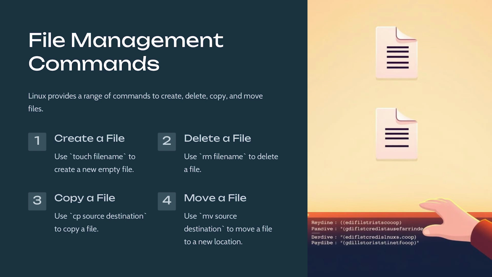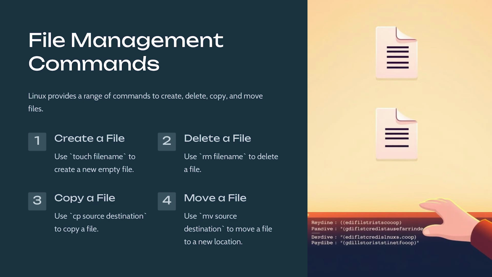Second, delete a file. If you need to remove a file, use rm file name. But be careful, the rm command is permanent, meaning that once you delete something, it's gone with no recycle bin. Third, we'll see how to copy a file. To create a copy of a file, use cp source destination. For example, if you have a file called report.txt and you want to copy it to reportbackup.txt, you will type cp report.txt reportbackup.txt. Now you have two copies of the same file.